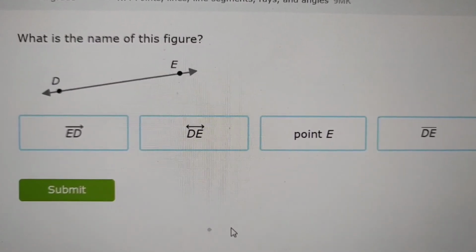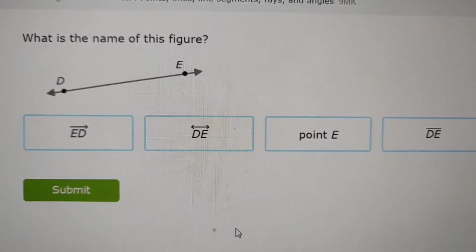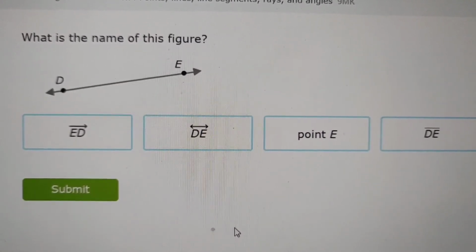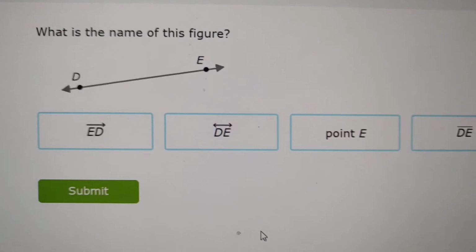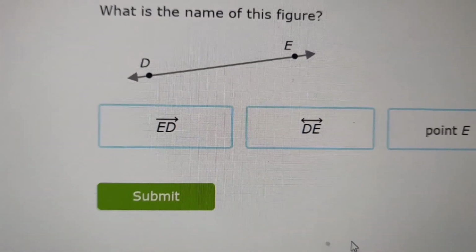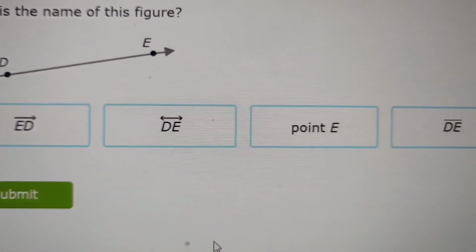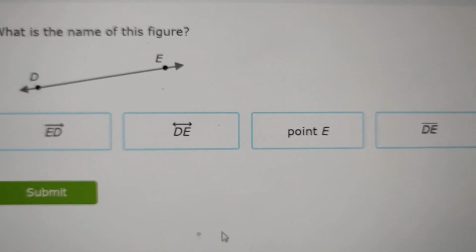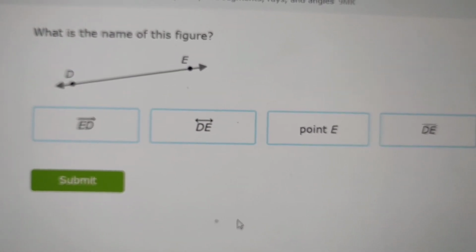Okay, next, look at the figure. It asks what is the name of the figure. Then look at your choices. Pause the video, make your choice, then come back.